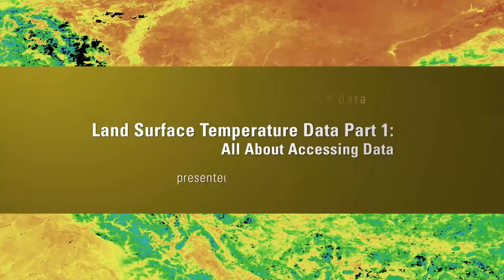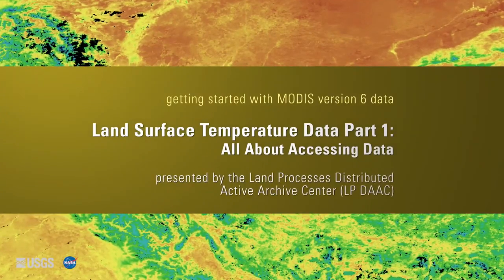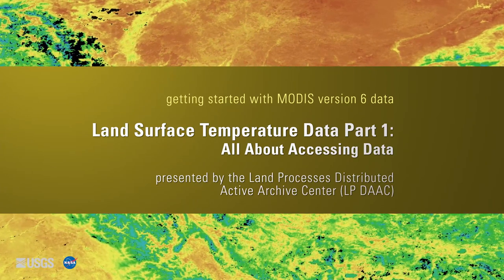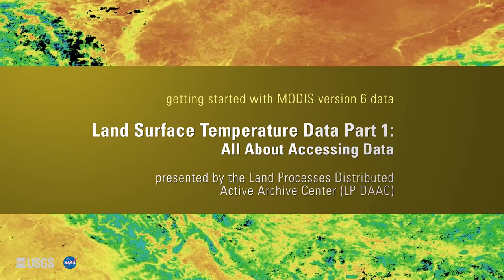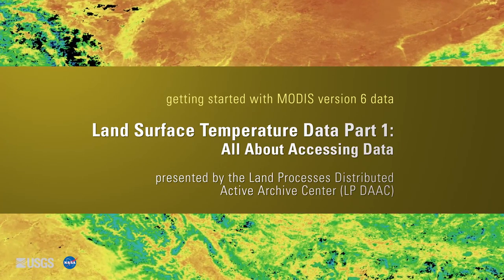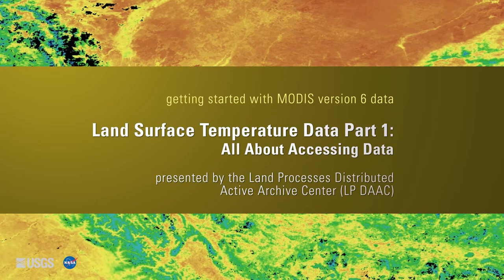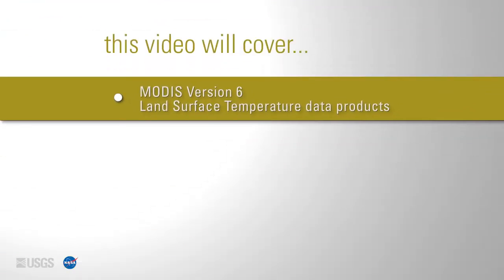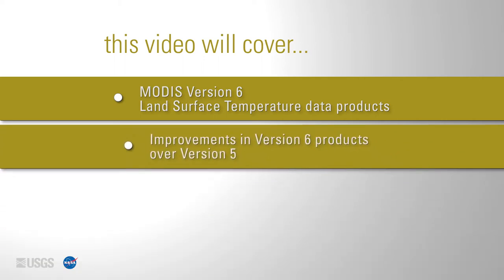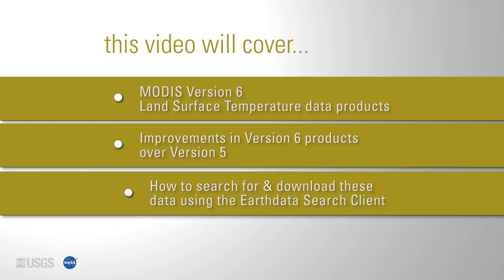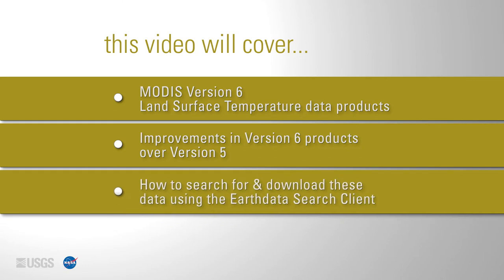Getting started with MODIS version 6 Land Surface Temperature Data Part 1, all about accessing data. Presented by the Land Processes Distributed Active Archive Center, or LP DAAC. This video is part 1 of the Getting Started with MODIS version 6 Land Surface Temperature Data video series. This video will cover the land surface temperature data products, improvements in version 6 products over version 5 products, and how to search for and download these data using the Earth Data Search Client Data Access tool.